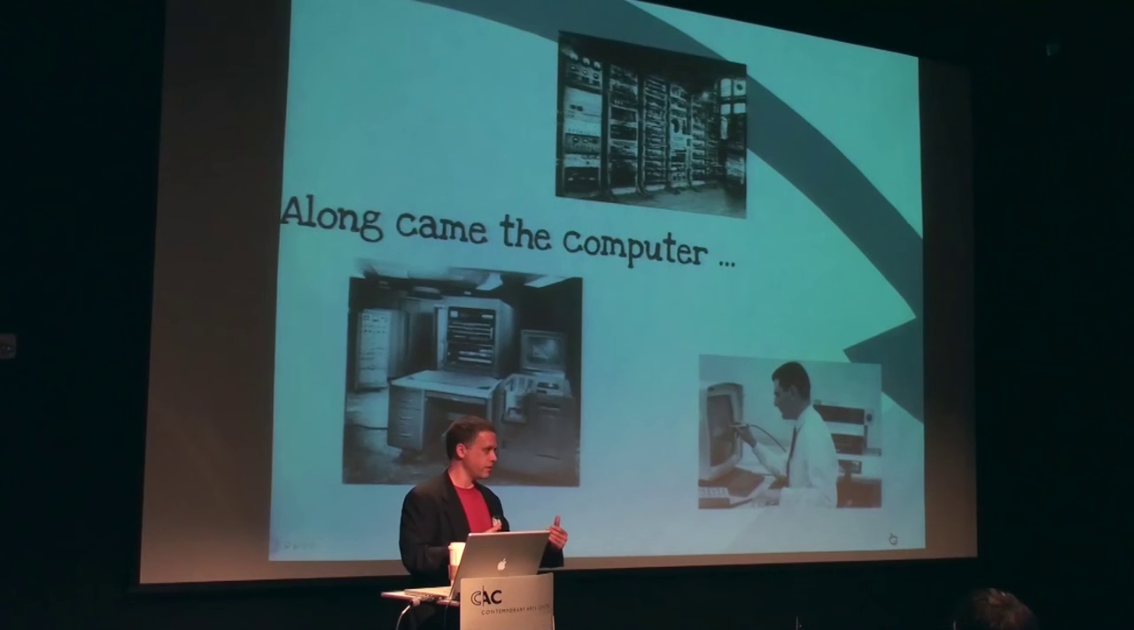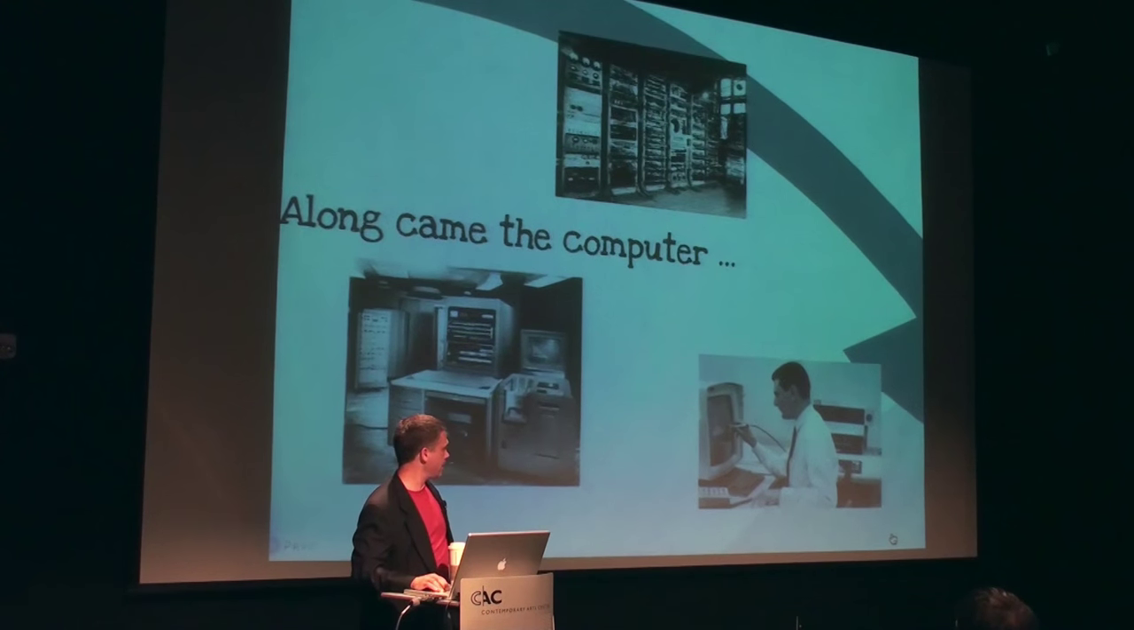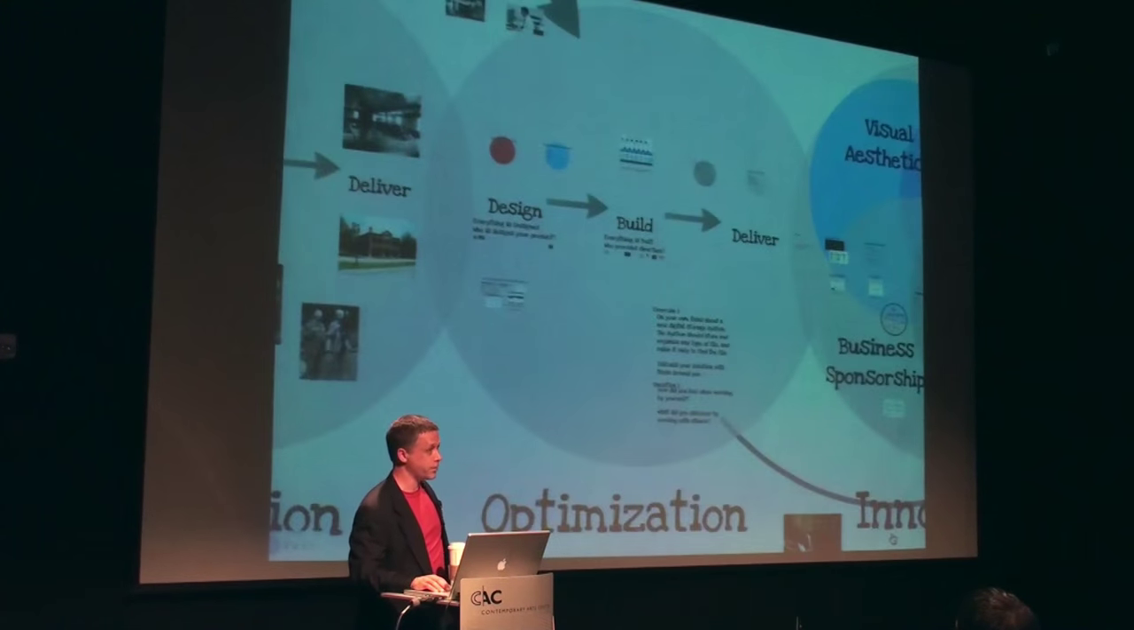So it's really only within the last 20 years or so that we're starting to understand what a visual user interface means and how we're supposed to interact with that. It's clearly not a solved problem, not like the production or assembly line. So now we move into optimization.